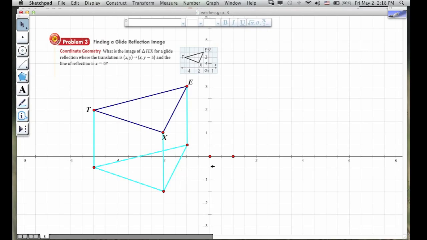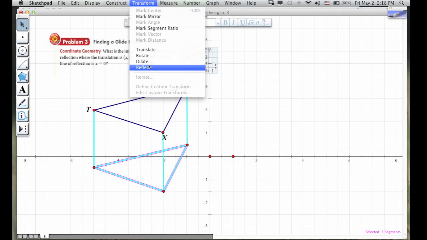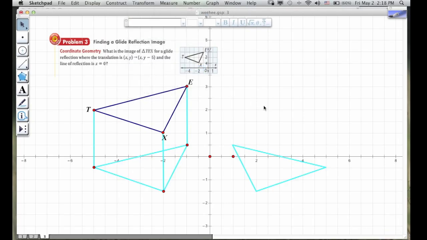And then we reflect it across the y axis. And now this is the image of triangle TEX for the glide reflection.